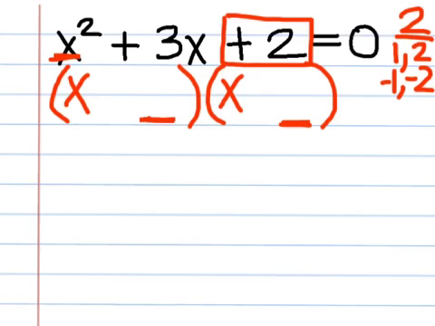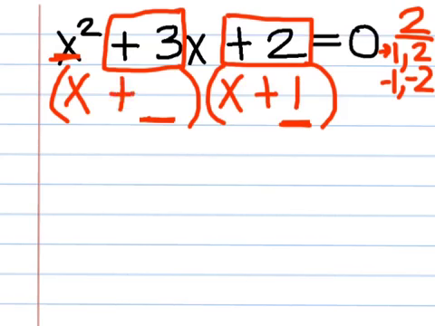Now we want to pick which factors we can add to get 3. 1 and 2. So these are the two factors we're going to be using. So that should be +1 and +2. And it doesn't matter where you put the 1 or the 2. It'll give you the same answer when you multiply them out. Okay? So is that the final answer?